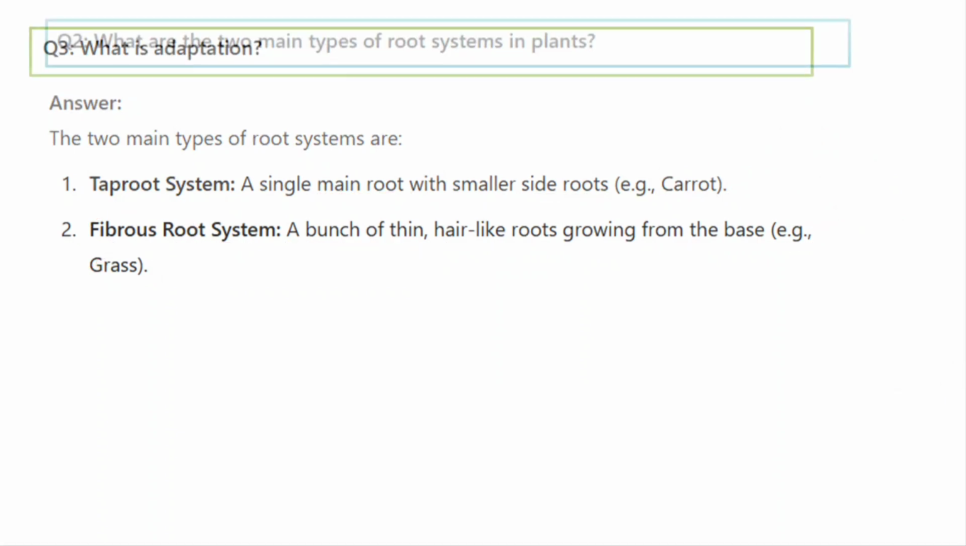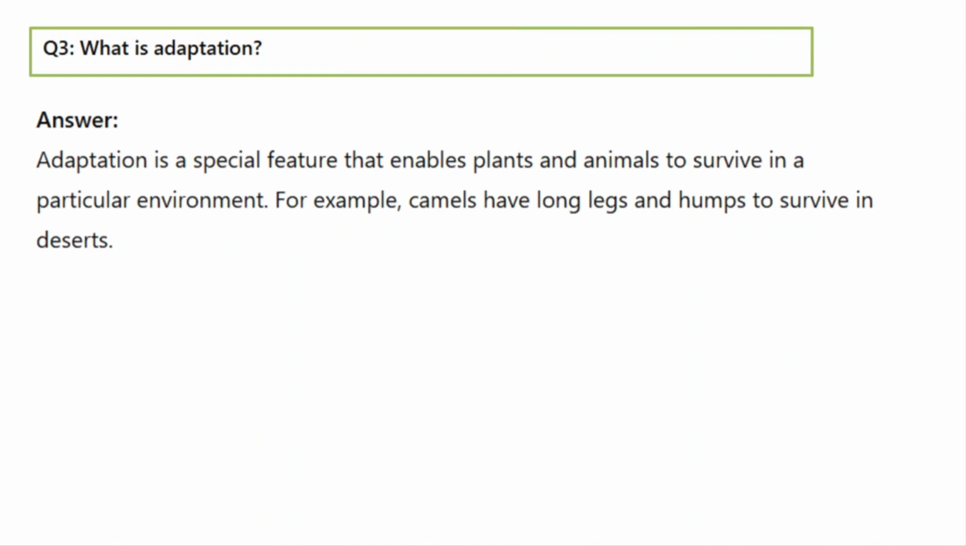Now let us move to our next question. What is adaptation? It is a special feature that enables plants and animals to survive in a particular environment. For example, camels have long legs and a hump to survive in the desert. This adaptation is that special feature that any plant or animal possesses in order to survive the environment where they are living, in order to survive their habitat, in short.